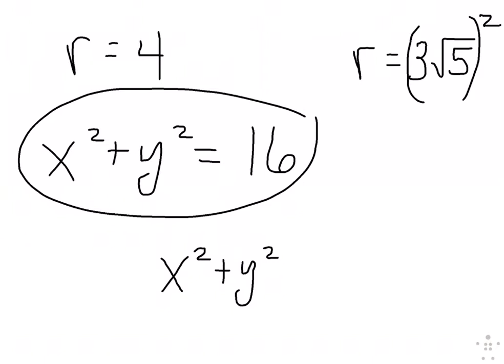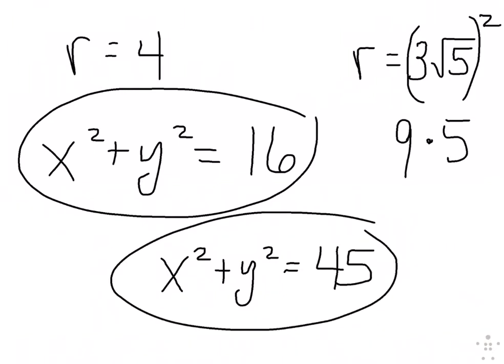When you square 3 root 5, you square the outside number. So what's 3 squared? 9. And then you square the root number. What's the square root of 5 squared? 25, but what's the square root of 25? 5. And 9 times 5 becomes 45. So that would be my answer for the second one.